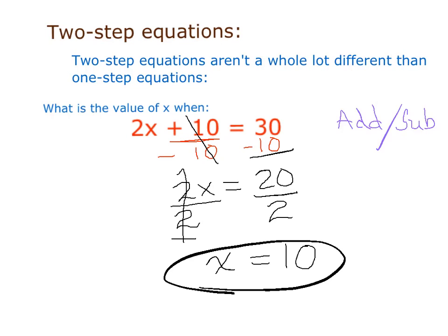So remember, the first thing we do when we're looking at a two-step problem, if there's addition or subtraction, we're going to do that first. And then, once we've done an addition or subtraction, then we're going to do our multiplication or division. Okay?